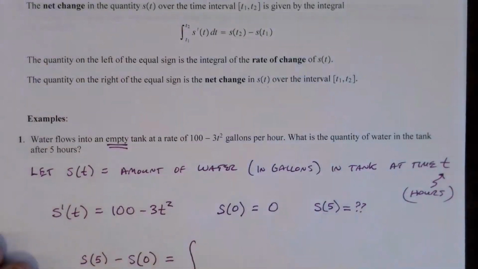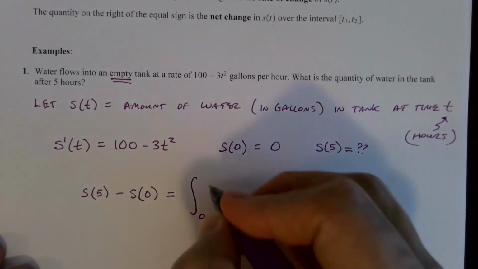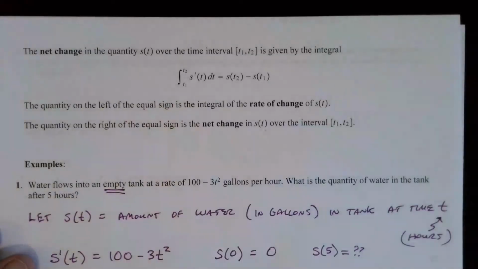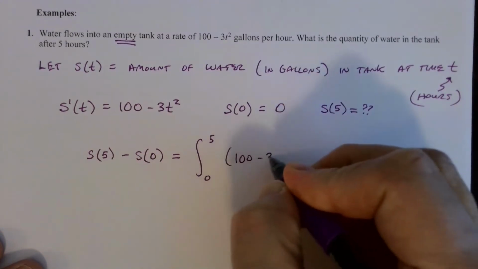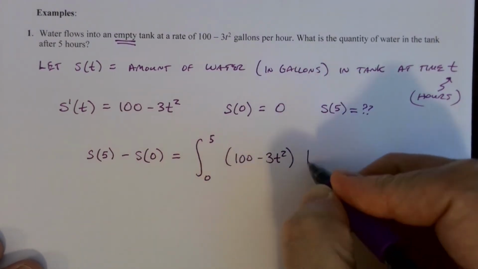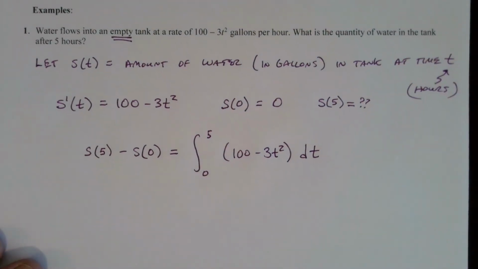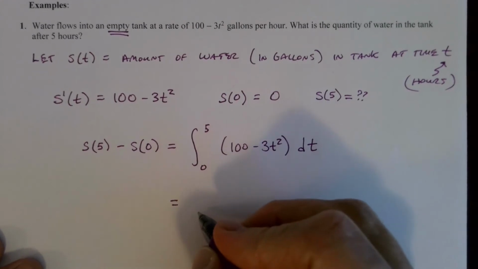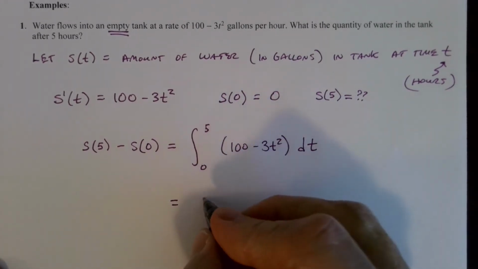Because this integral is from time 1 to time 2, of course, our time 1 is 0, our time 2 is 5, so from 0 to 5 of what? The integral of the rate of change, right? S prime of t. So the integral of the rate of change is the net change. There it is. So I can solve this problem using the fundamental theorem of calculus, part 1. What's the antiderivative here?